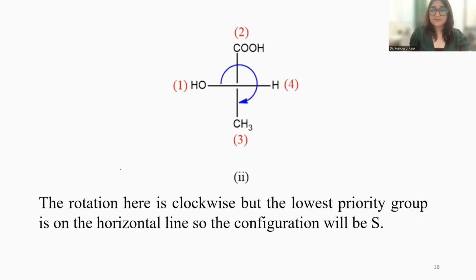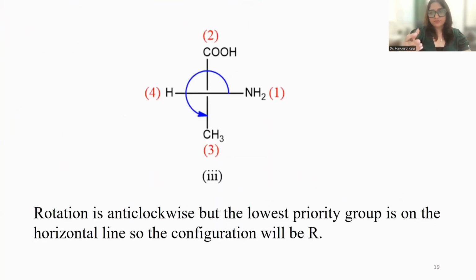Yes. In this case, the rotation is clockwise, so it should be R, but it should not. Why? Because the lowest priority group is on the horizontal line, and we have to make it on the vertical line. So the configuration answer is S. So we are correct.